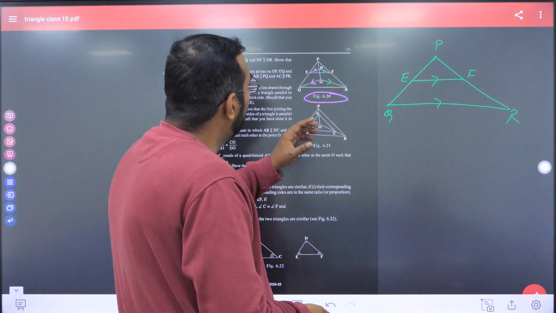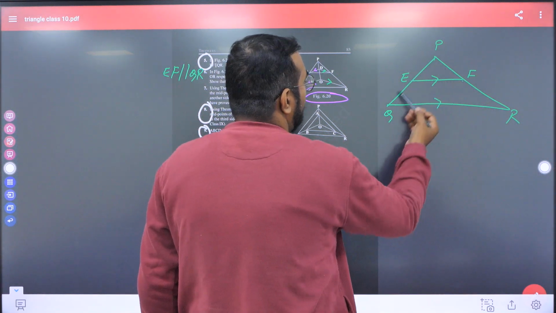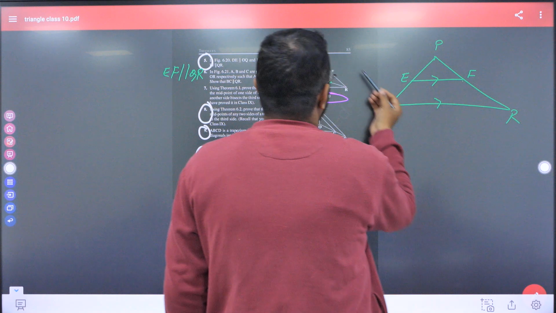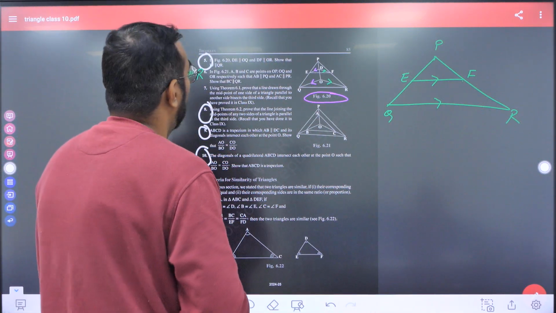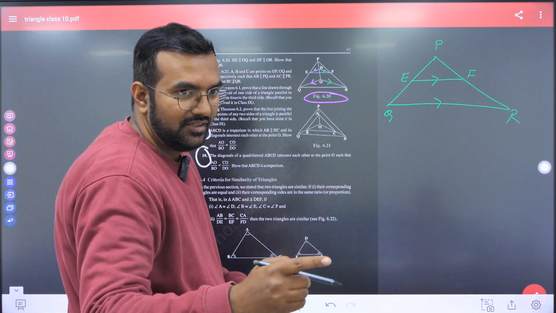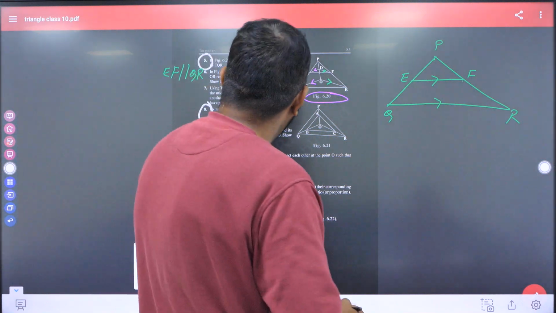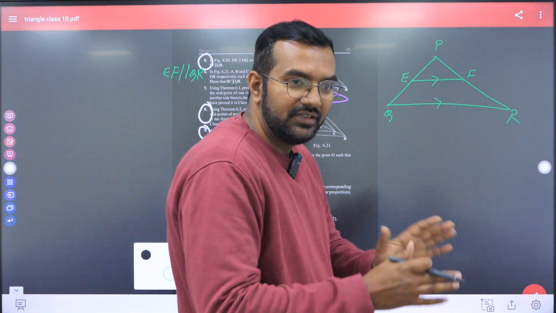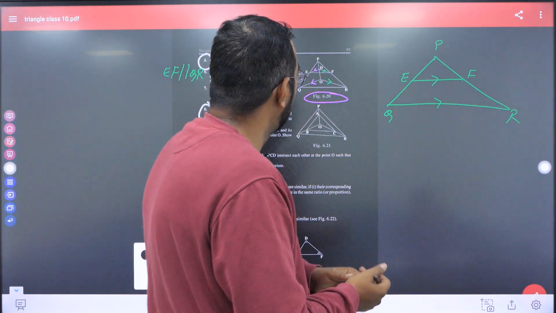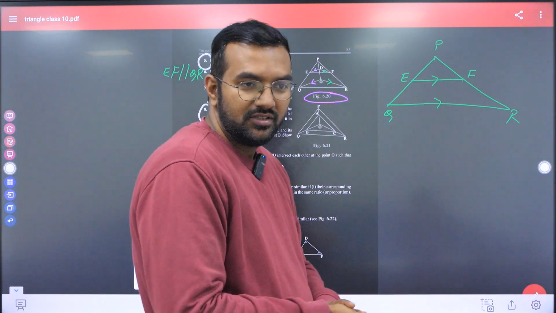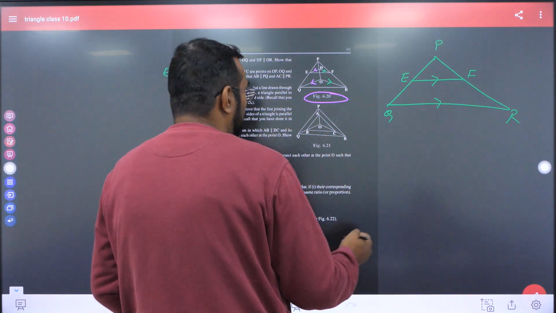So think, can you show that PE upon EQ is equal to PF upon FR in this triangle? For showing that we have to go through the given things, right? As I mentioned in the last question, we will have to go through the given things. If you think directly how can we show that, you may get confused. But when you go through the given things, you may reach the conclusion and you can solve that question. Okay, so let's see.